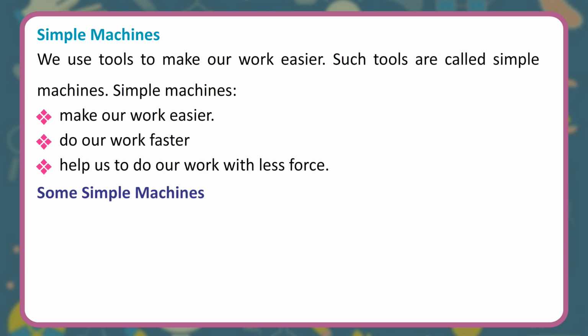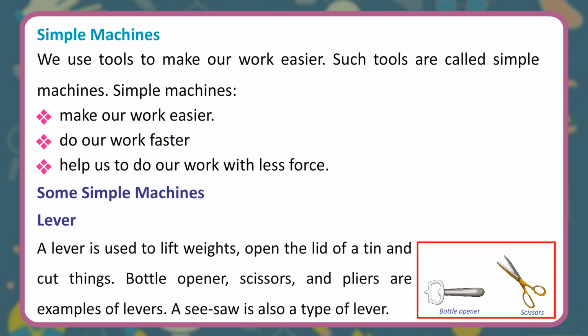Some simple machines. Lever. A lever is used to lift weights, open the lid of a tin and cut things. Bottle opener, scissors, and pliers are examples of levers. A seesaw is also a type of lever. Bottle opener. Scissors. Inclined plane.